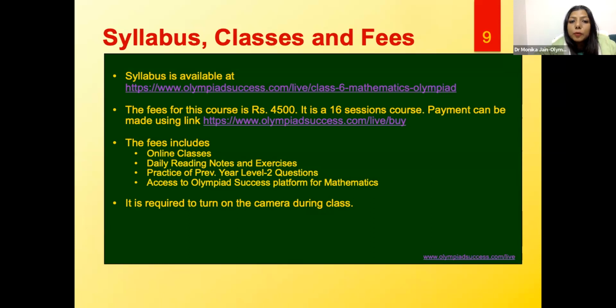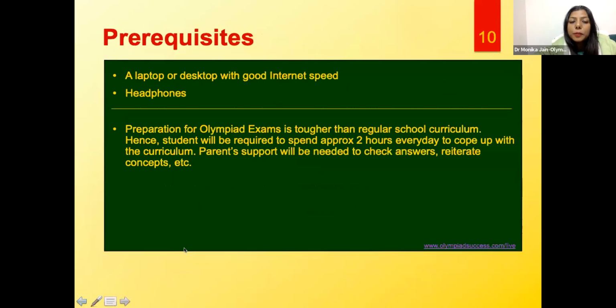The fees for this course is rupees 4,500 and it is going to be a 16 session course. So fees includes online classes, daily reading notes and exercises, practice of previous year level 2 questions, and access to Olympiad Success platform for mathematics. Now, all that you require for these classes is a laptop or a desktop with good internet speed. Camera has to be on throughout the session, okay? And headphones for better audio clarity.